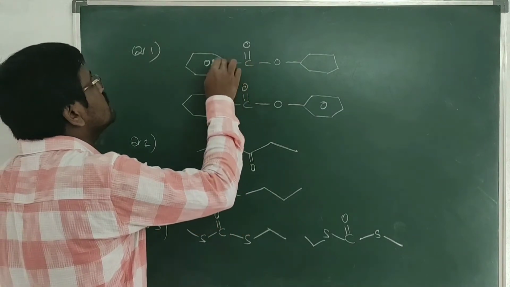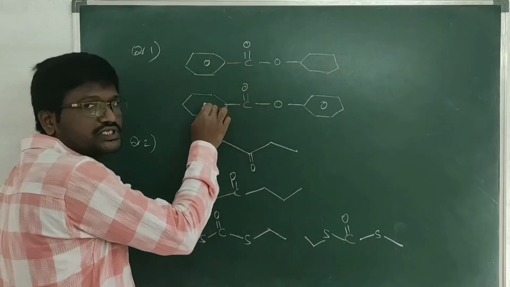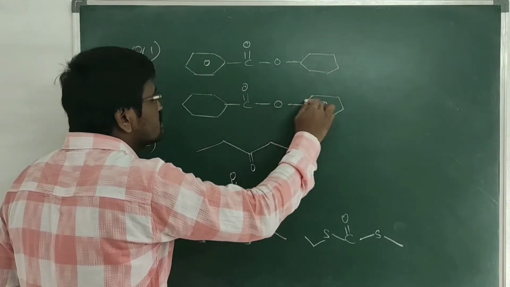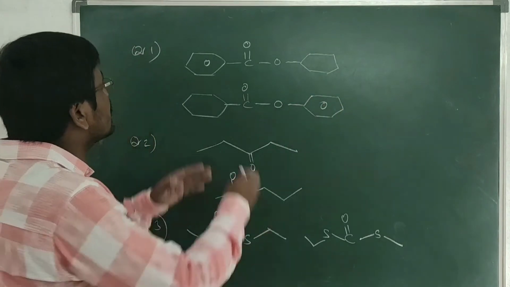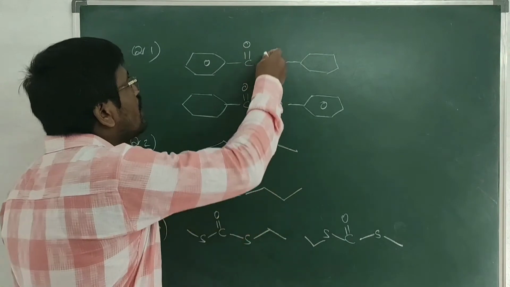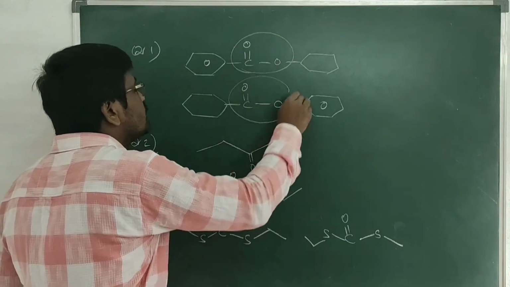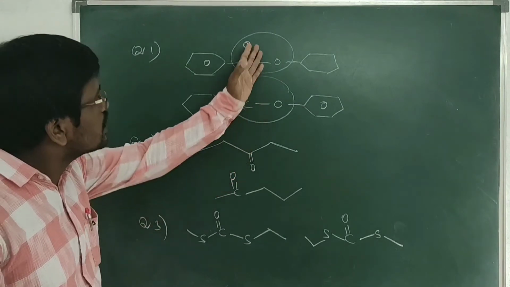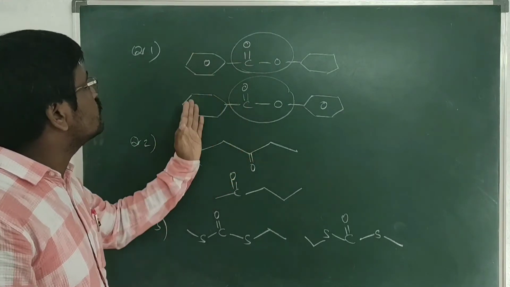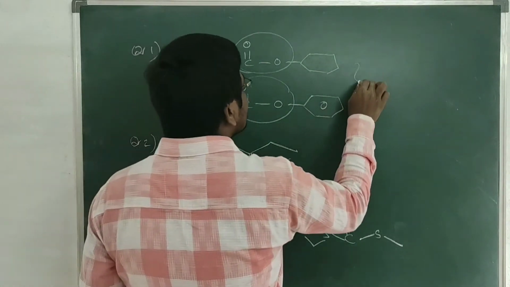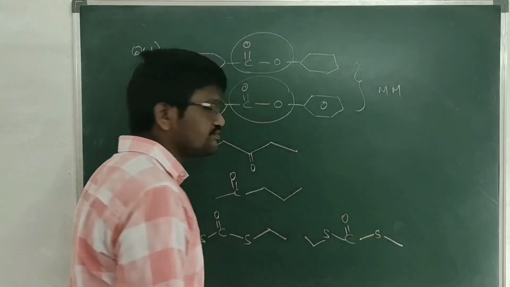Here carbonyl group is attached to the phenyl. Here carbonyl group is attached to the cyclohexane. Here oxygen is attached to the cyclohexane. Here oxygen is attached to the phenyl. So alkyl groups on both sides are different, and same molecular formula and same function group, that is divalent function group. Ester. Ester is the divalent function group. Same function group, same molecular formula, but alkyl groups on both sides are different. So these are considered as metamers.